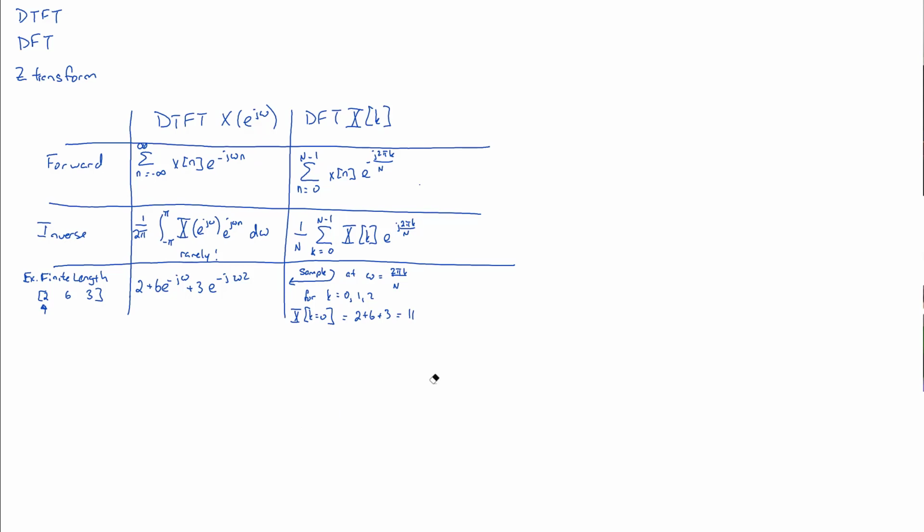In general, for your higher order ones, X at k equals 0 is always real because it's the sum of our x of n, but X of k equals 1 will be complex, and it will look nasty. And that leaves us with the Z transform.